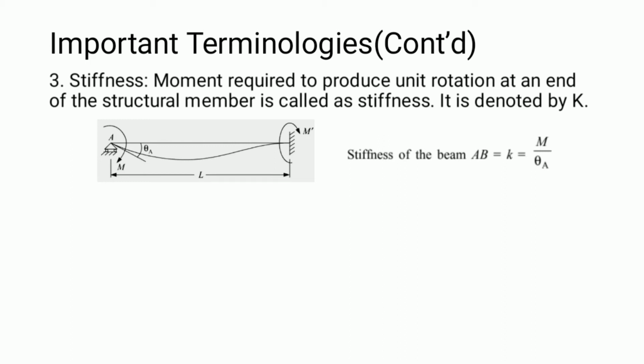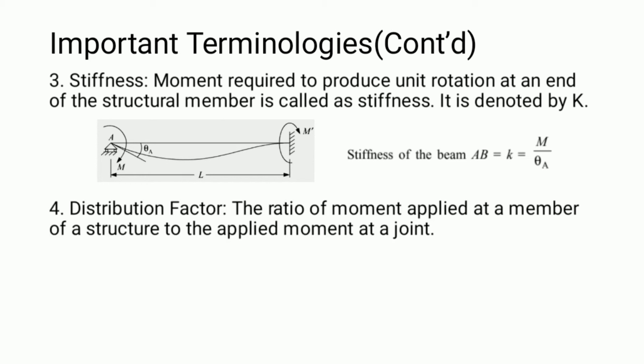I have taken the same sketch here, the same beam, that is beam AB, wherein one end A is non-fixed and the other end B is fixed. Here stiffness is represented for this beam as K is equal to M divided by theta A, wherein M is the amount of moment applied to cause unit rotation at A, that is theta A should be equal to 1 radian. That amount of moment which is causing the unit rotation is called stiffness.